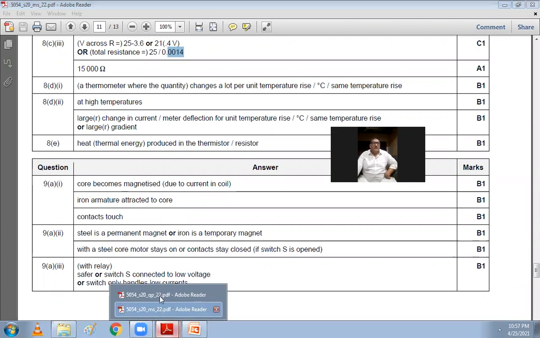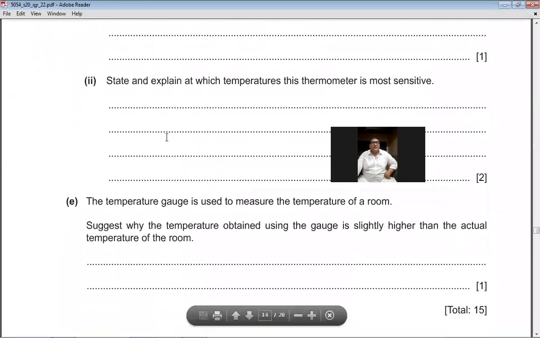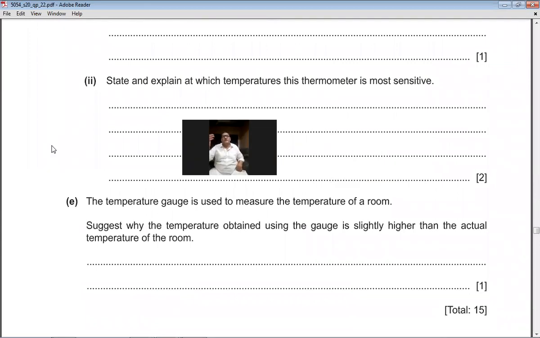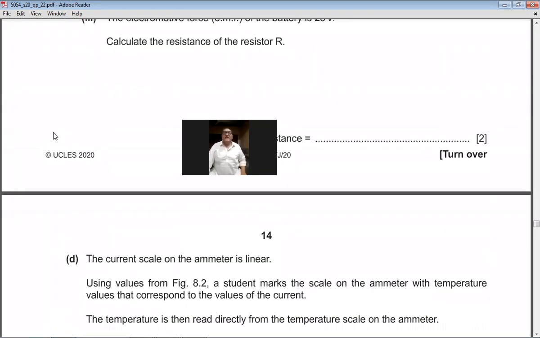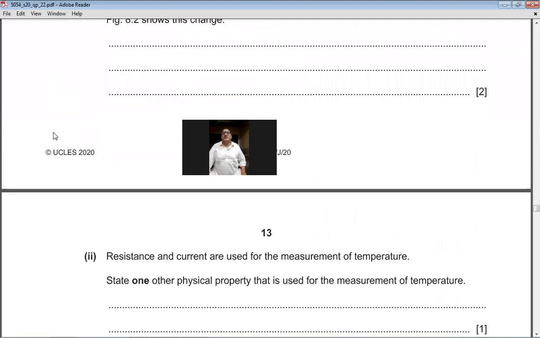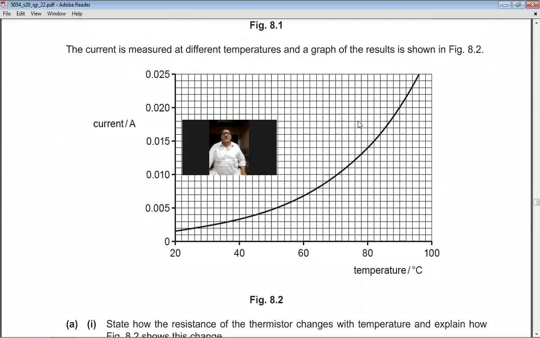Okay, so let's move to the next part, and the next part is: state and explain at which temperature this thermometer is most sensitive. You see, when there will be a larger change, when there will be larger current shown, then it is more sensitive, because the larger the current produced, the larger will be the deflection on the ammeter.